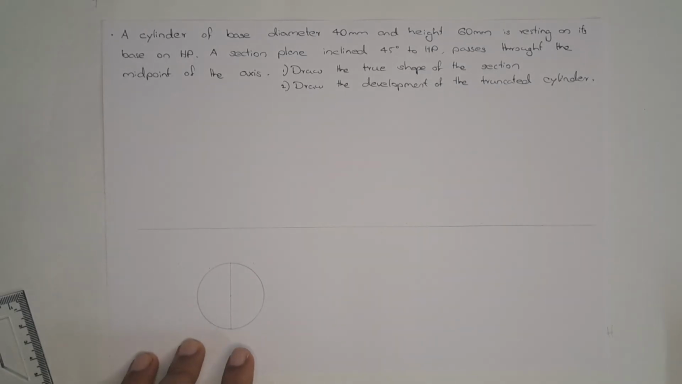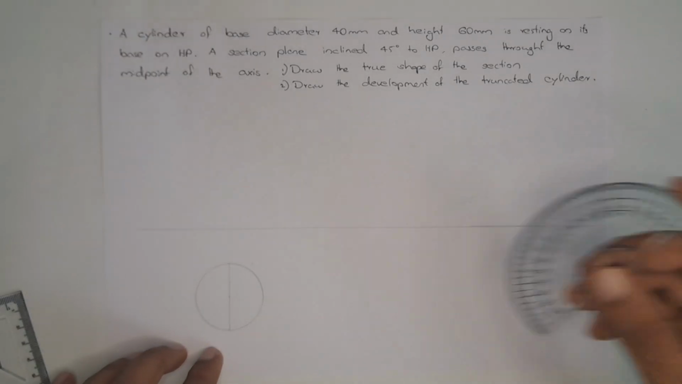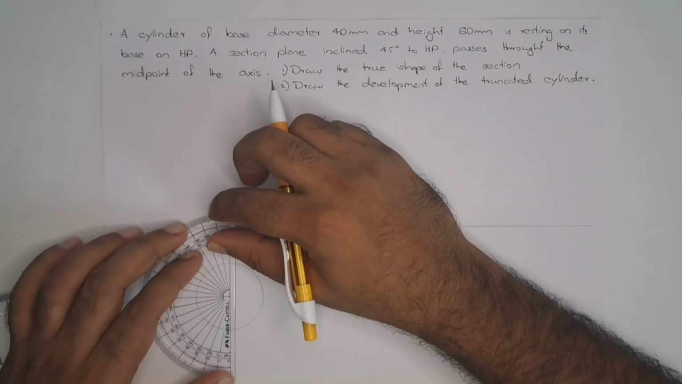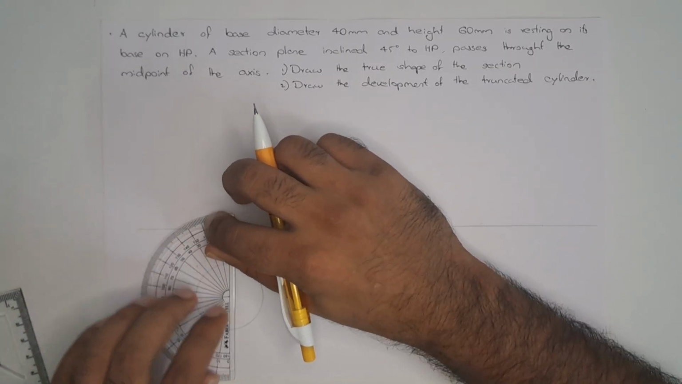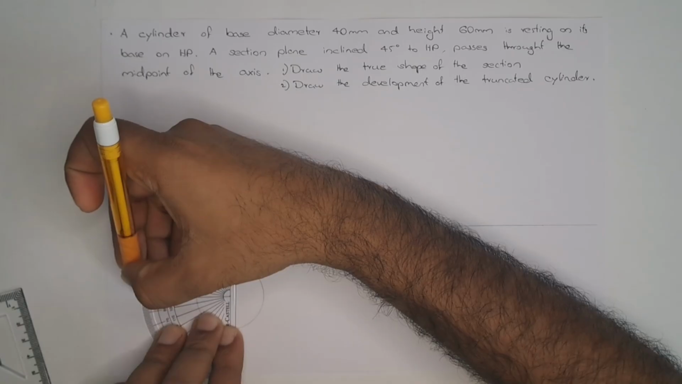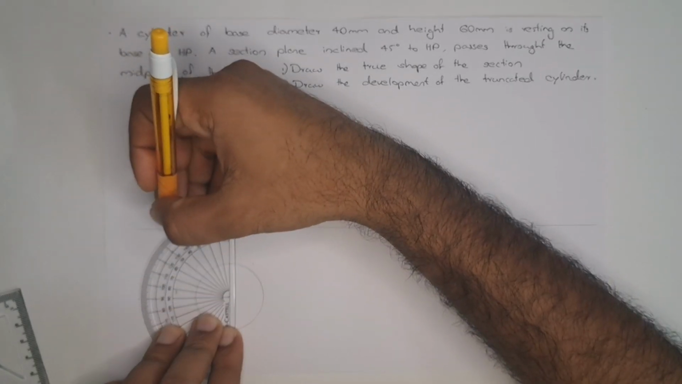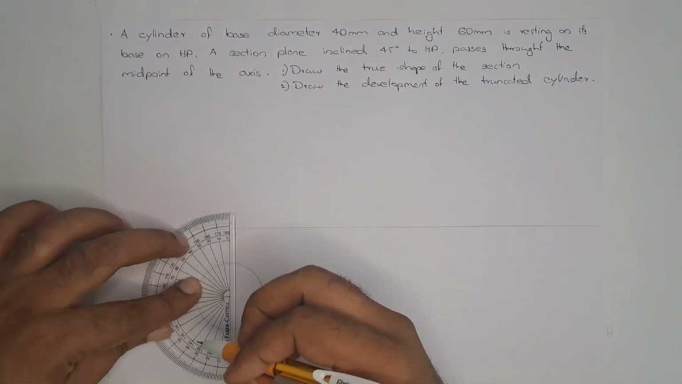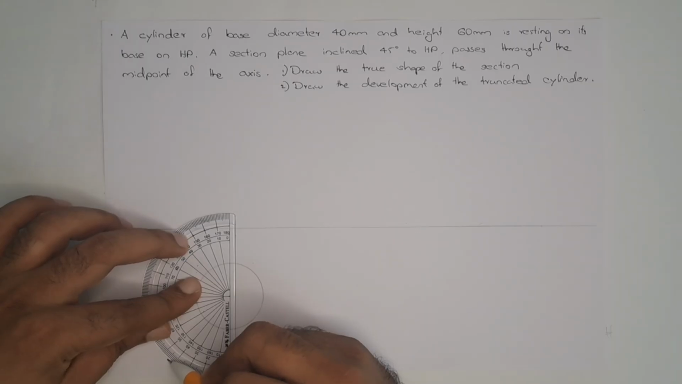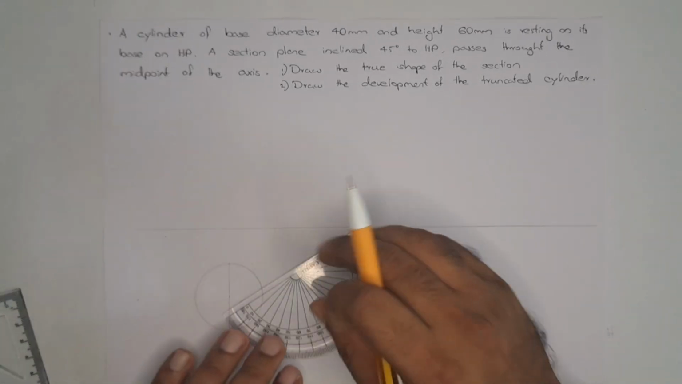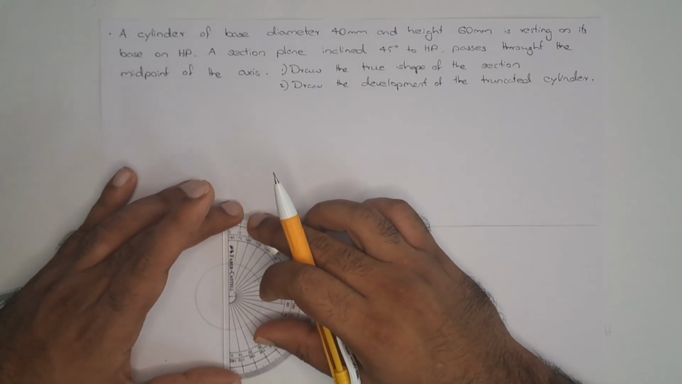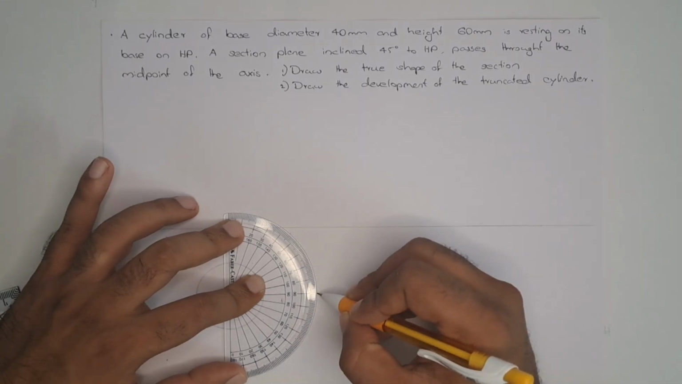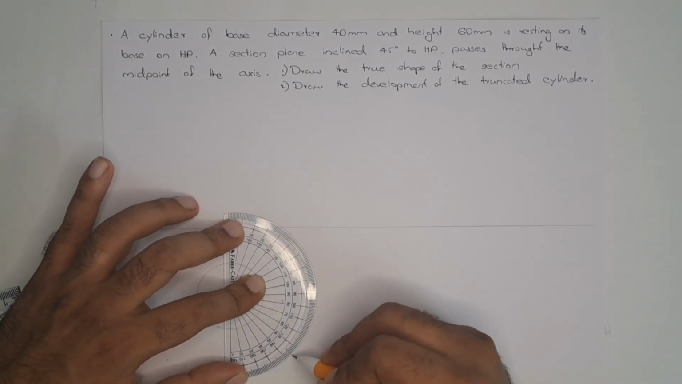Now we have to divide it into 8 equal parts. Here it's 90, 45, 45 here, and on the next side 45, 90, 45.